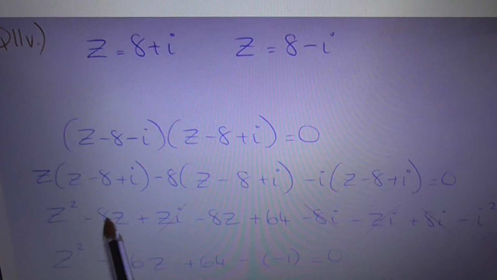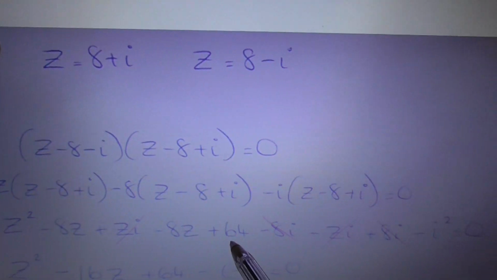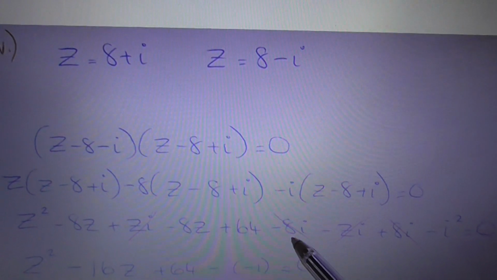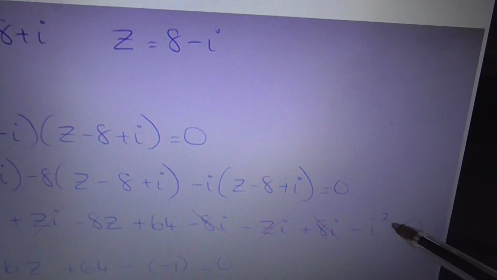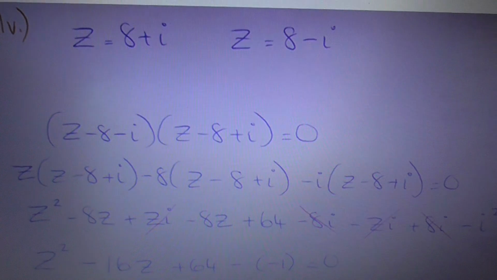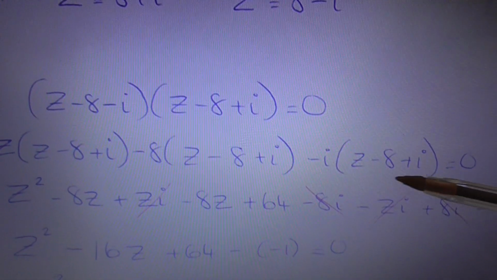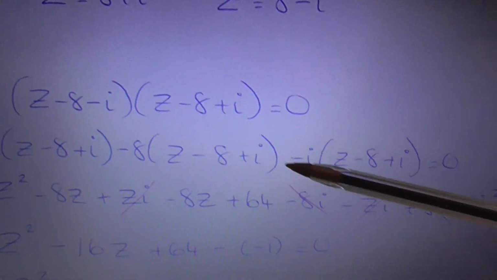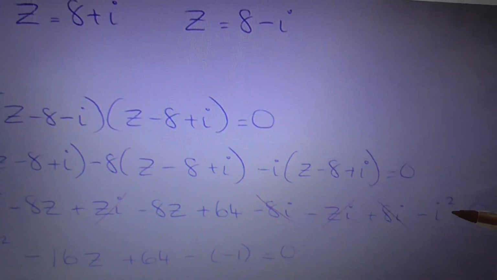You should get z squared minus 8z plus zi minus 8z plus 64 minus 8i minus zi plus 8i minus i squared, all equal to 0. You'll see then things start to cancel. I've got a plus zi here and a minus zi there, so they cancel. I've got minus 8i and plus 8i, so they cancel. And remember, i squared is minus 1.